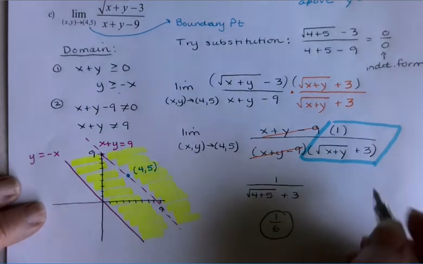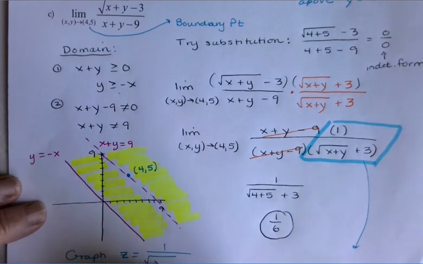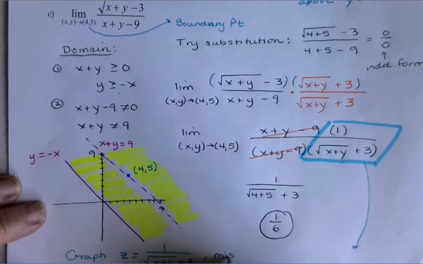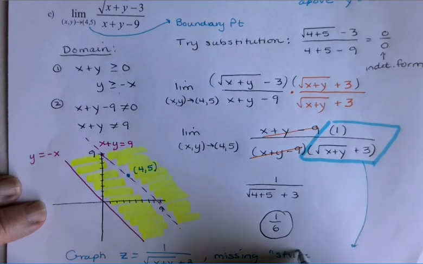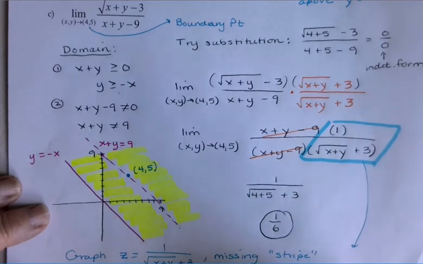So my graph will be the graph of z equals 1 over the square root of x plus y plus 3 with sort of a missing stripe above, what was it again? x plus y equals 9. Our point, 4, 5, 1/6, is on that missing stripe.